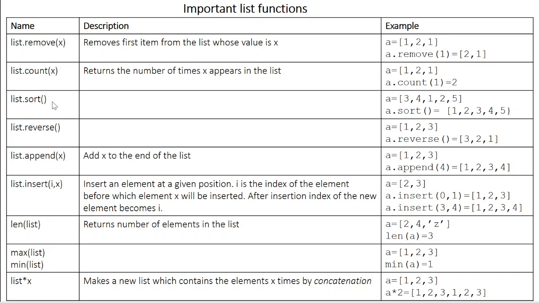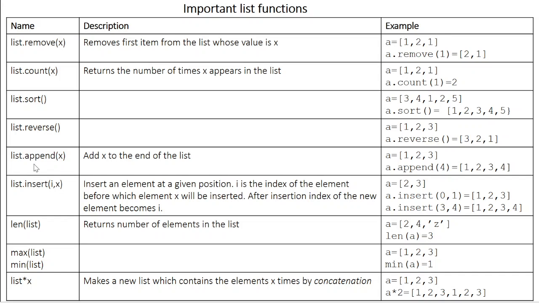Next is the sort function. list.sort() basically sorts the elements in the list in ascending order. So if you have list A equal to [3, 4, 1, 2, 5], when you say A.sort(), it arranges the elements in the ascending, increasing order. So the result is going to be 1, 2, 3, 4, 5. Similarly, if you want to reverse the elements in the list, you can use the reverse function, list.reverse(). So if your list is A equal to [1, 2, 3], when you say A.reverse(), you get the output 3, 2, 1.